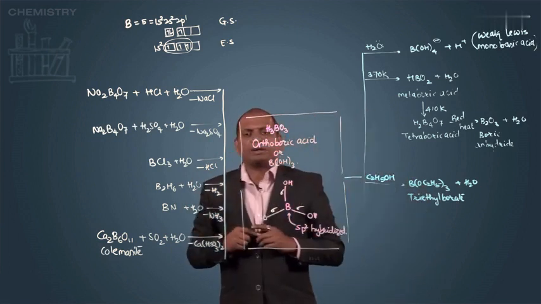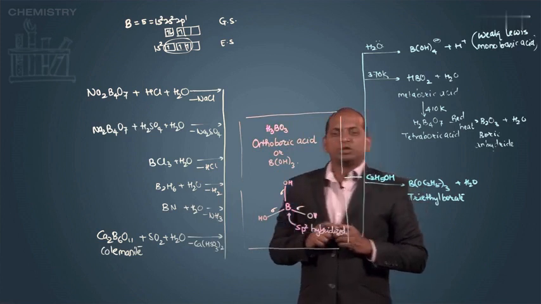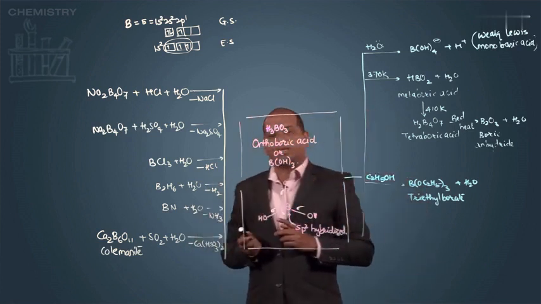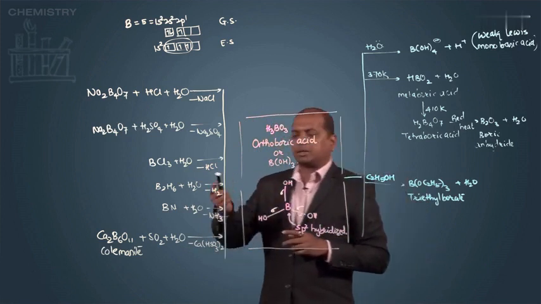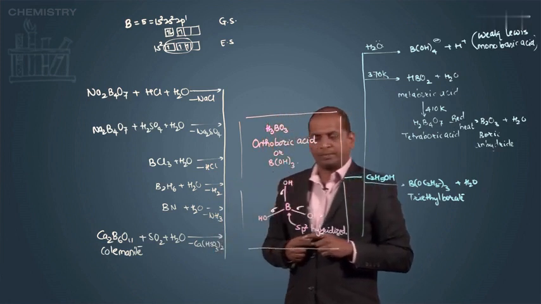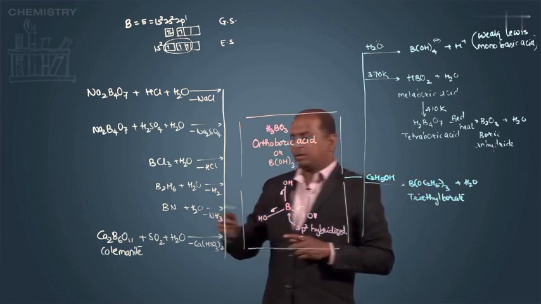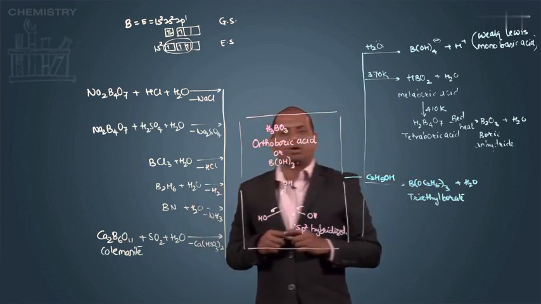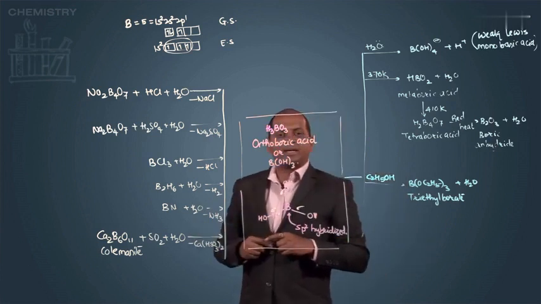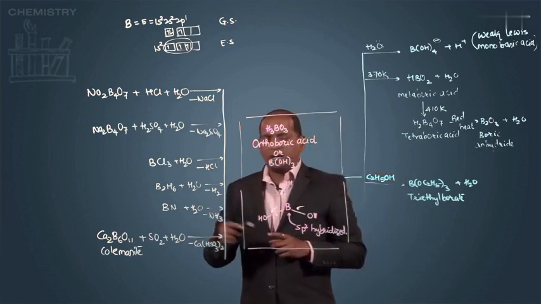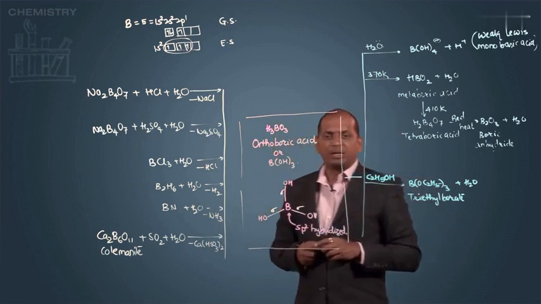It is also prepared by hydrolysis of boron halides except BF3. So BCl3, BBr3 or BI3 on hydrolysis actually gives you orthoboric acid. The byproducts are the corresponding hydrohalic acids. Diborane, boron hydride, B2H6, on hydrolysis gives you orthoboric acid. The byproduct is hydrogen. Boron nitride, BN, on hydrolysis gives you orthoboric acid and ammonia gas is liberated.